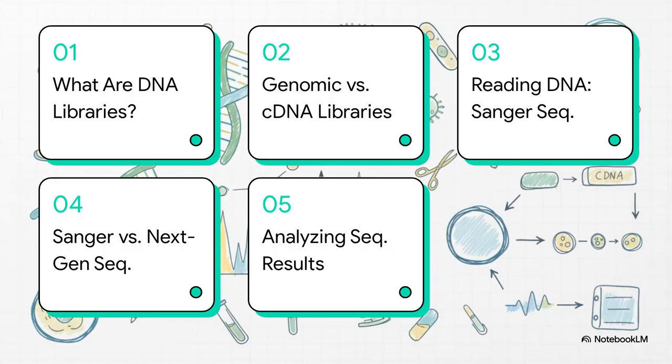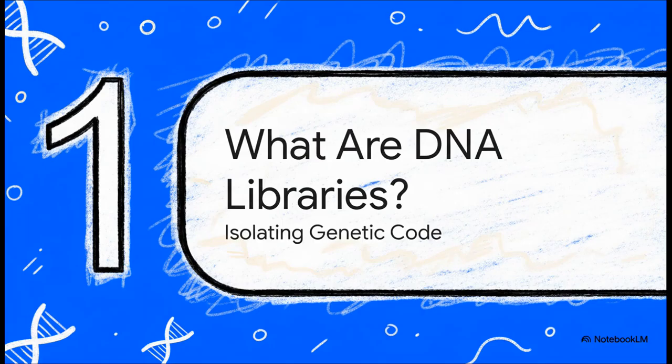We'll start with the basics. What even is a DNA library? Then we'll look at the two major flavors, genomic and cDNA libraries. After that, we dive into the classic Sanger sequencing method, see how it compares to the newer next-gen stuff, and finally, we'll get practical and learn how to actually interpret the results. Let's get to it! Okay, first up, what are we even talking about when we say DNA library?